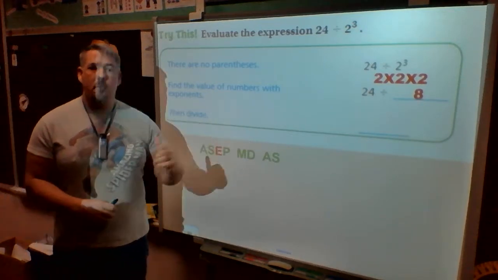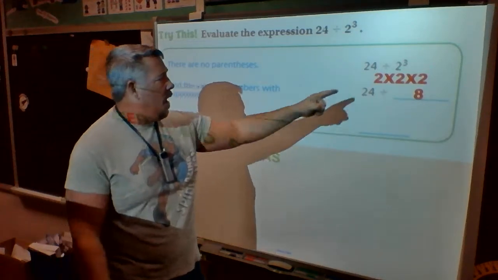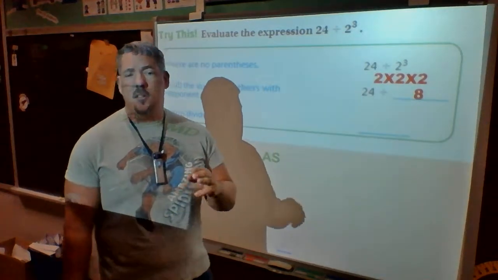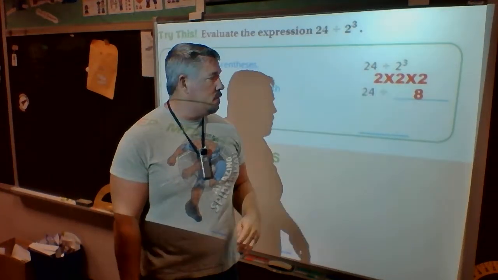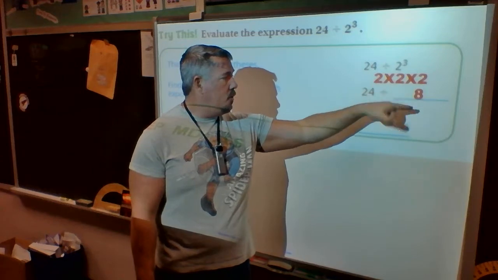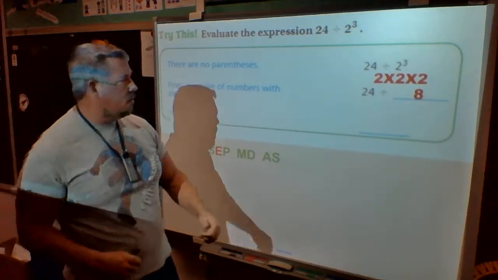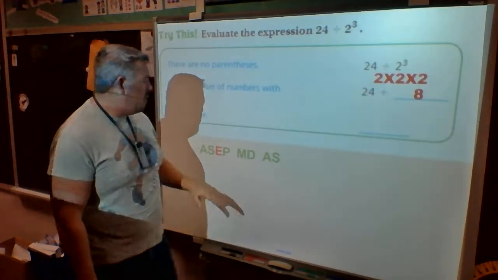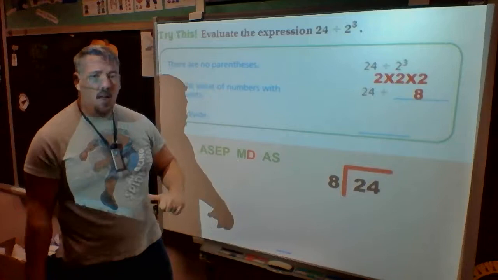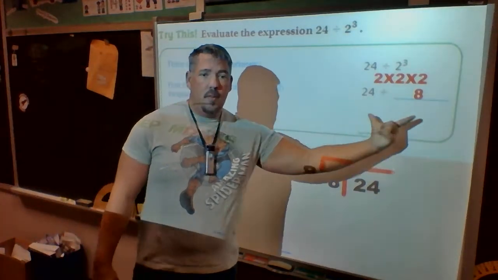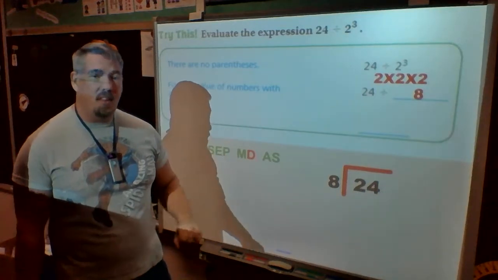So I'm going to solve for my exponent first, according to my order of operations. I have 2 times 2 times 2 because it's 2 cubed, or 2 to the 3rd power. So I have to write it 3 times. 2 times 2 times 2 is 8. Handy dandy calculator. 2 times 2 is 4 times 2 is 8. And that leaves me with my last step of dividing. So I'm going to take my 24 divided by 8. Once again, the first number in the expression has to go inside my division box. It's my dividend.